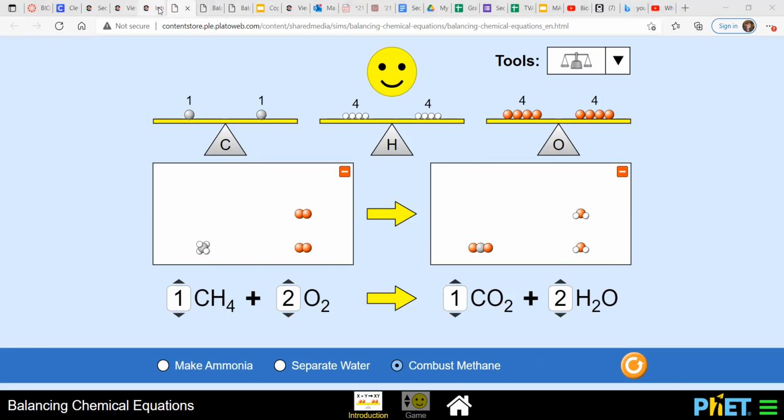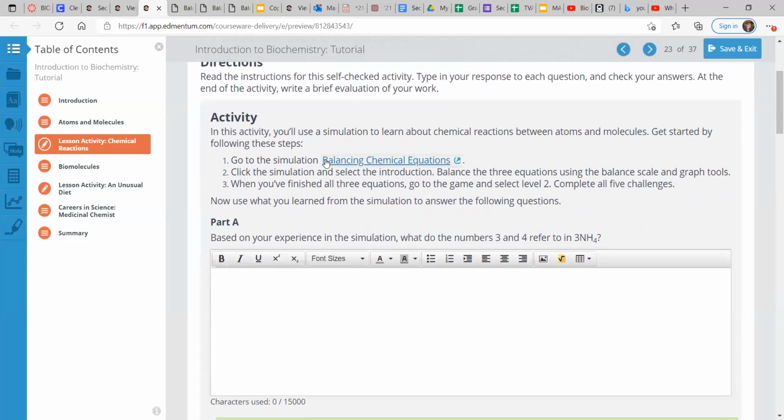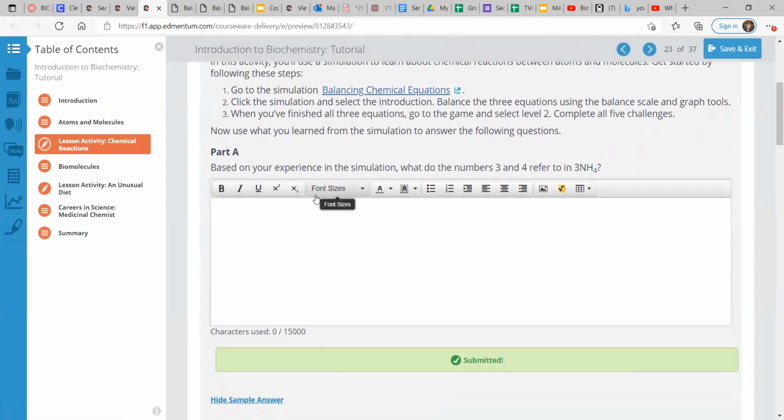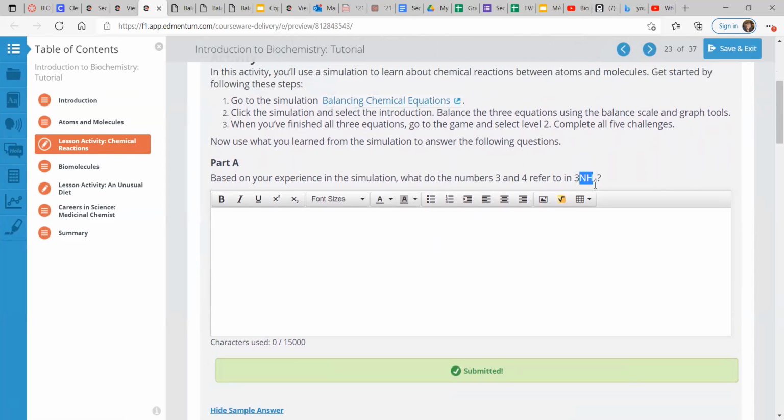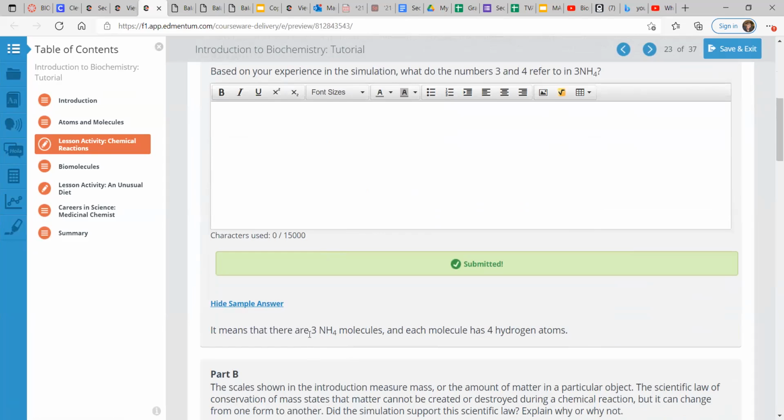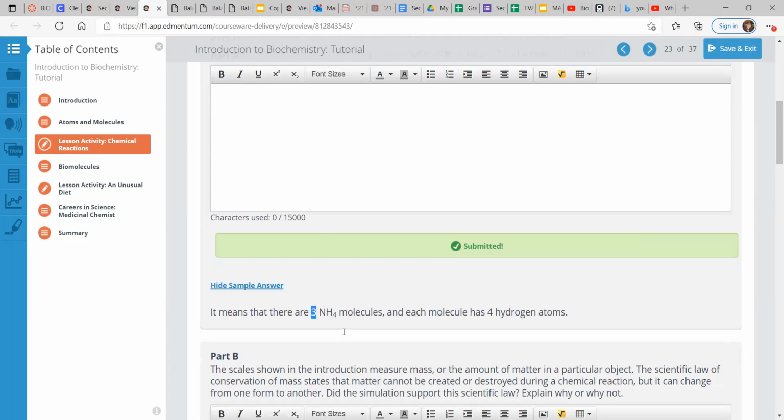All right. So on part A, based on your experience in the simulation, what do the numbers 3 and 4 refer to in 3 NH4? Well, the 3 gives us the number of ammonia molecules, right? There are 3 ammonia molecules, and each molecule has 4 hydrogen. So 3 tells us how many ammonia molecules there are, and each molecule has 4 hydrogen atoms.